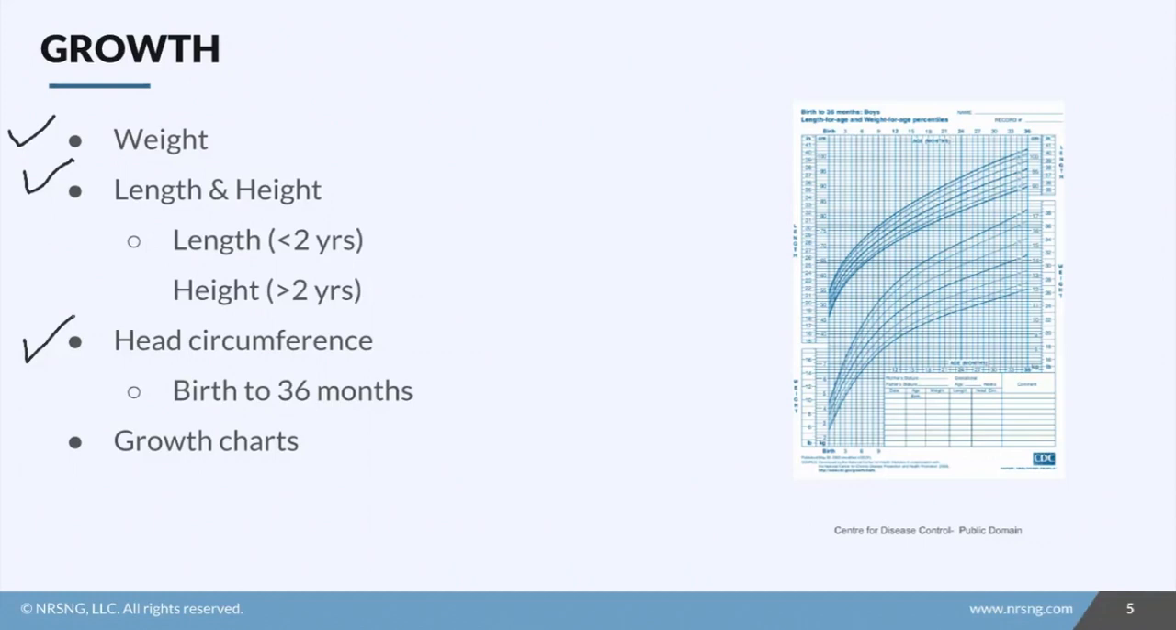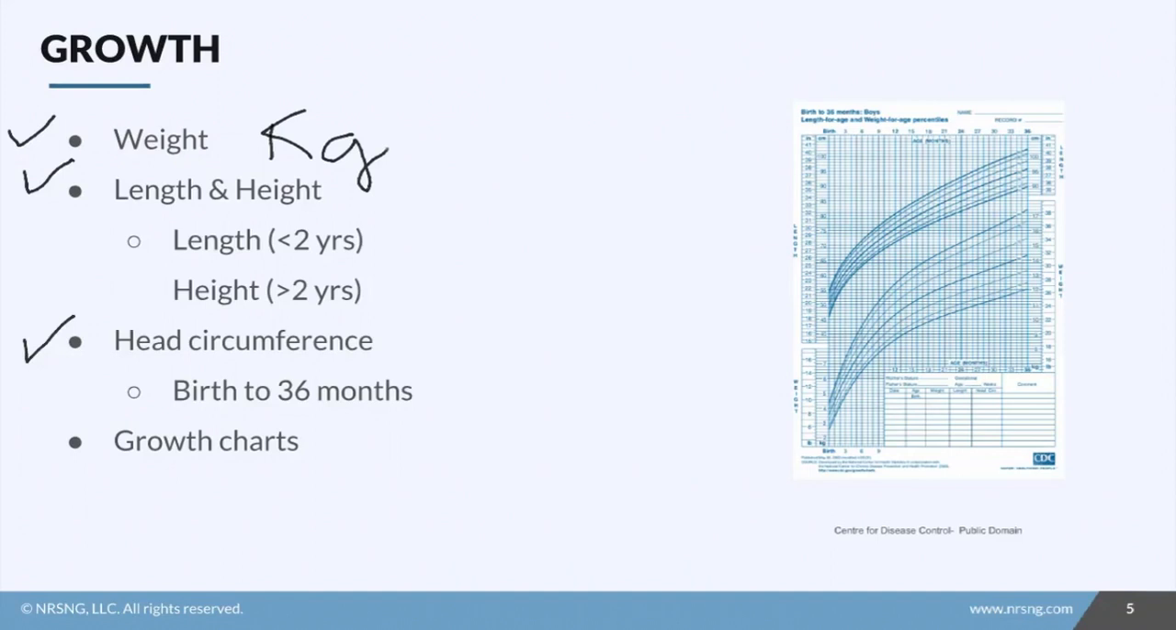So weight is always going to be measured in kilograms. And for length and height, the main difference to know is that if they're less than 2 years, we're going to be measuring their length, and we do that with the child lying down. If they're greater than 2 years and can follow instructions, we're measuring their height, and we just do that standing up like you would with anybody.